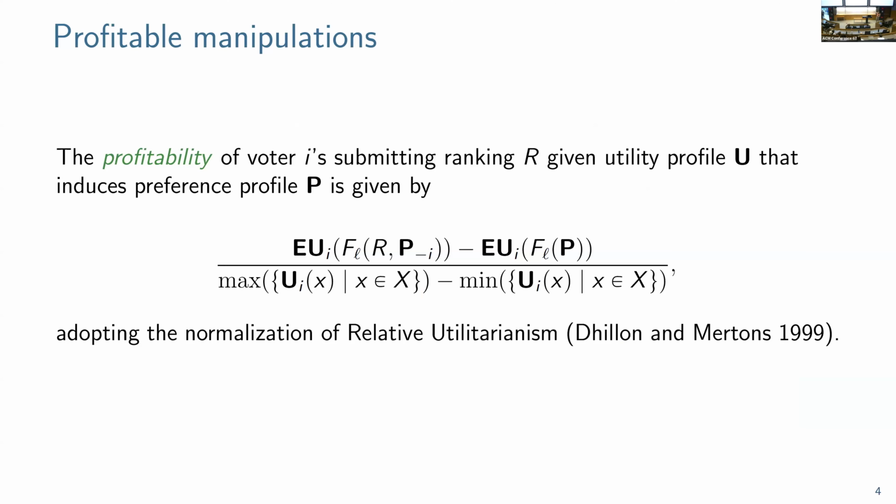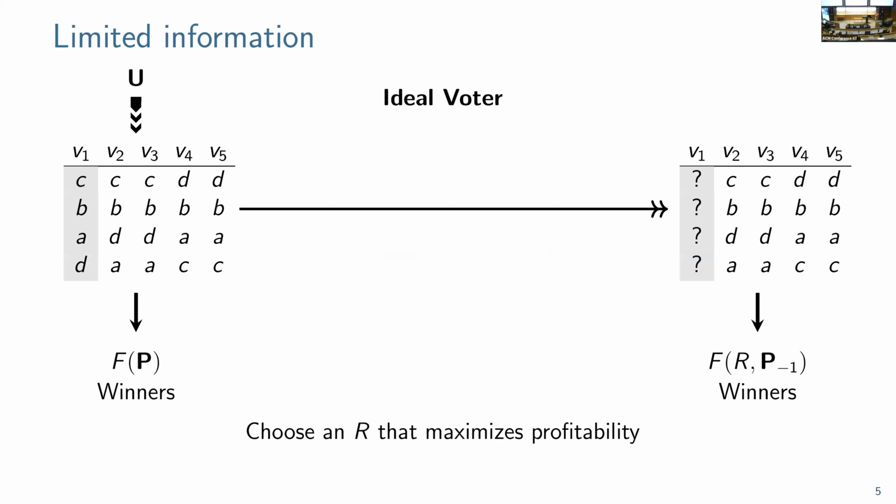And essentially this is just applying the standard relative utilitarianism normalization. So we're going to look at the expected utility of the winning set under the manipulation minus the expected utility if I had not manipulated. And then I'm going to normalize this by just looking at the biggest utility I could get minus the smallest utility I could get. So this is a way of measuring the profitability of a manipulation for a particular voting method.